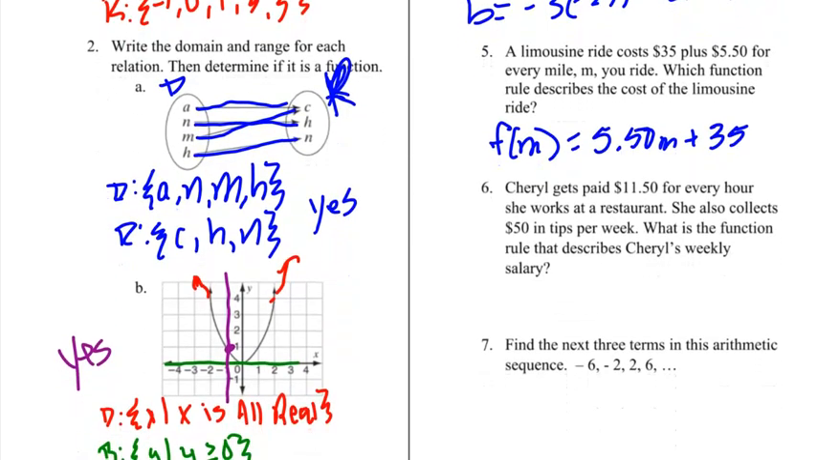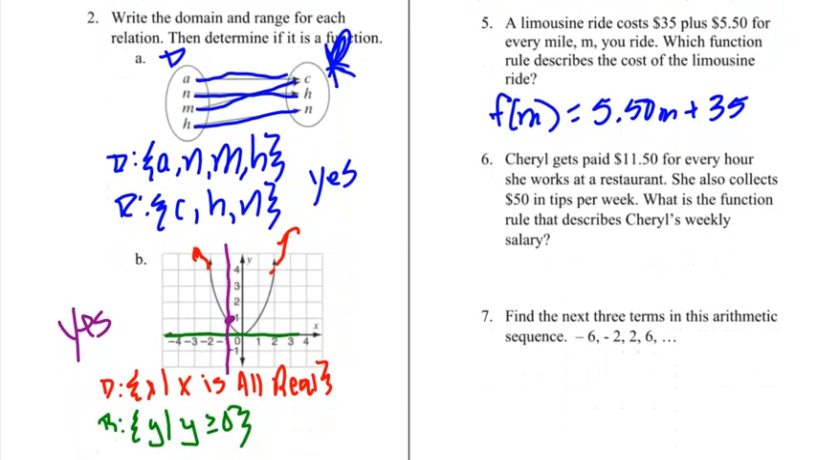Question 6. Cheryl gets paid $11.50 for every hour she works at a restaurant. She also collects $50 in tips per week. What is the function rule that describes Cheryl's weekly salary? So here we need a variable, so we're going to use h for our variable. So I'm going to do f of h equals $11.50 per hour plus she gets $50 per week. So that would be our function for there.